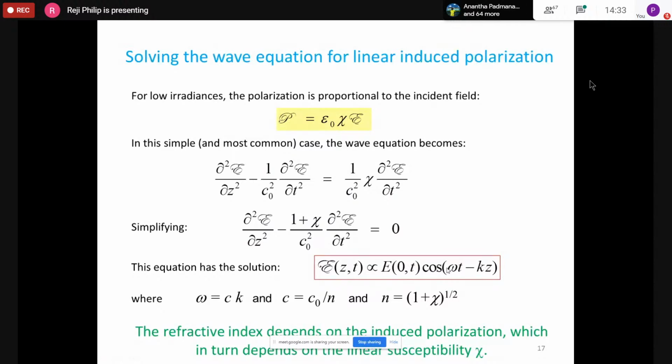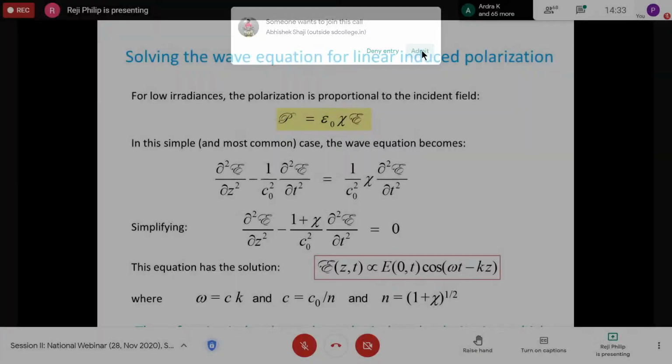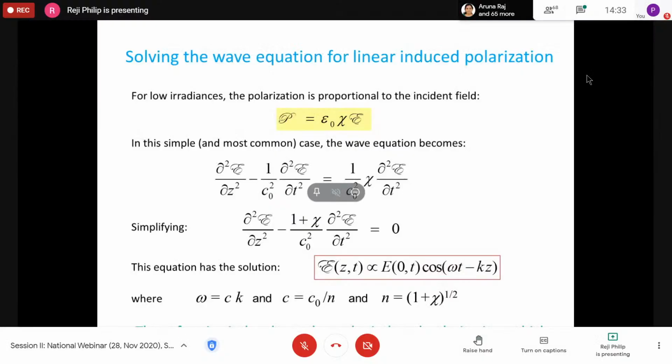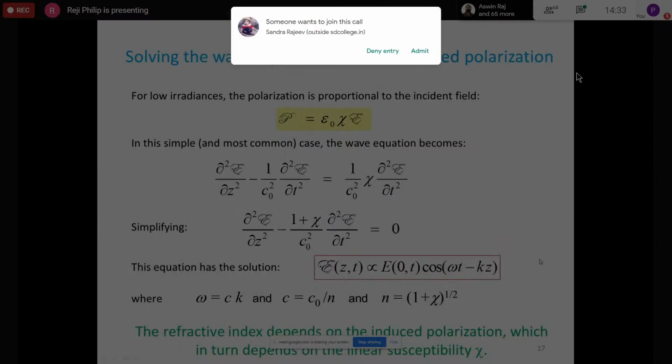So this is the oscillating plane wave, which is a solution for this wave equation. Here omega is given by ck, and c, the velocity of light, is c naught by n, where n is the refractive index of the medium through which your light is passing. The refractive index n is given by (1 plus chi) to the power half, where chi is the linear susceptibility. Thus the refractive index depends on the induced polarization, which in turn depends on the linear susceptibility chi.